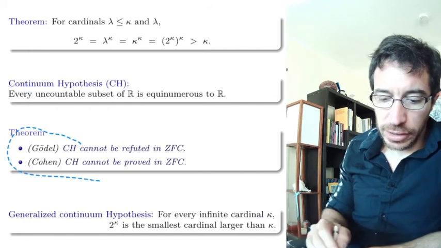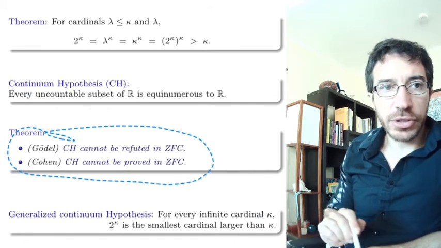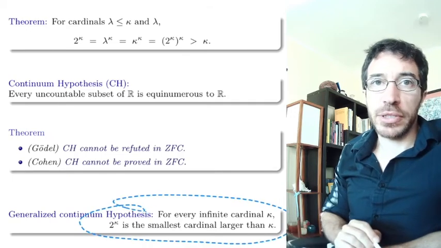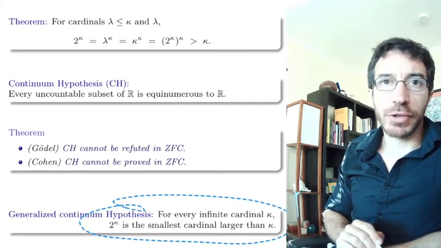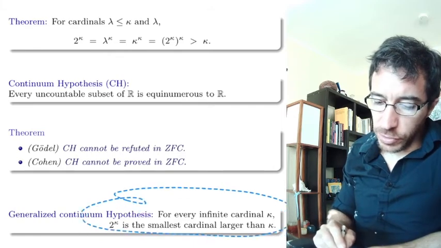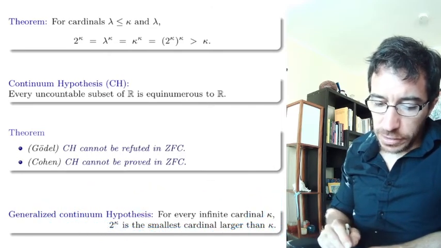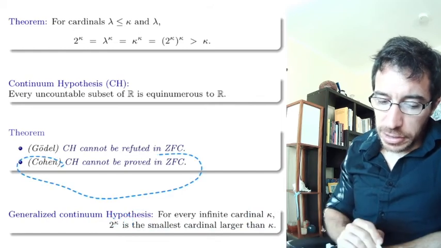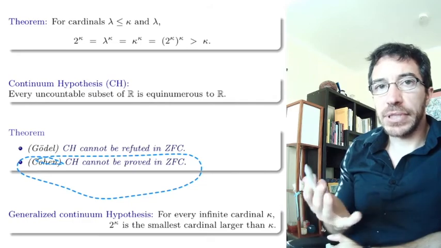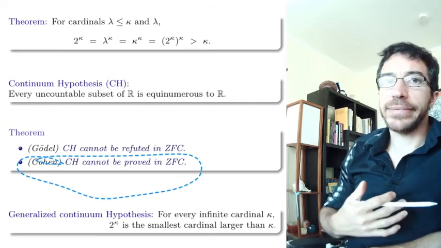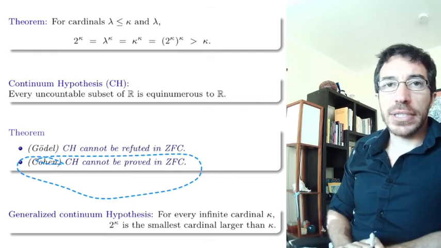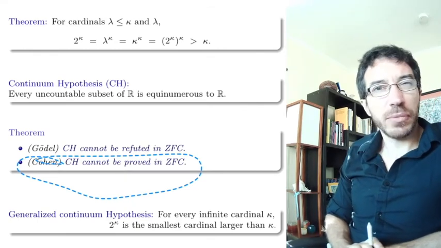Actually, when Gödel and Cohen proved these results, they both work for the generalized continuum hypothesis. So it still cannot be proved or refuted, and actually it's very free. You can let 2 to the kappa be whatever you want. In these models that Cohen builds, even for 2 to the aleph naught, the size of the reals, there can be infinitely many cardinals in between the naturals and the reals, and that will still be consistent.